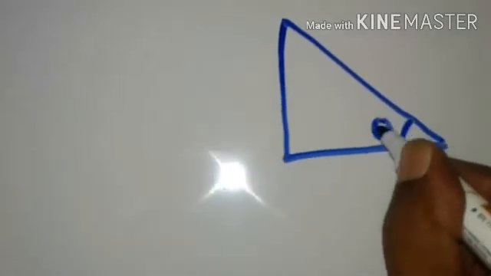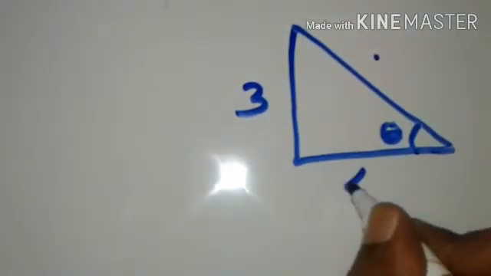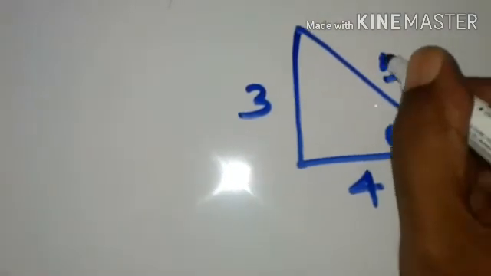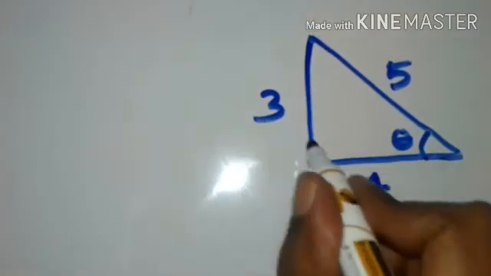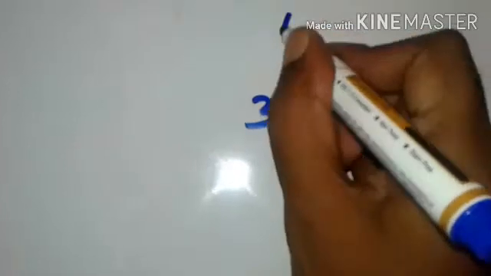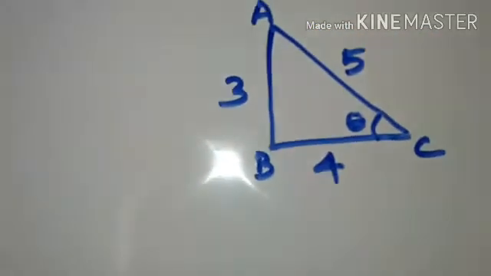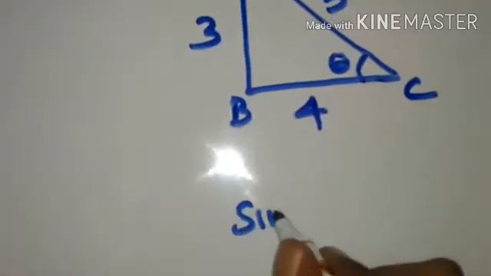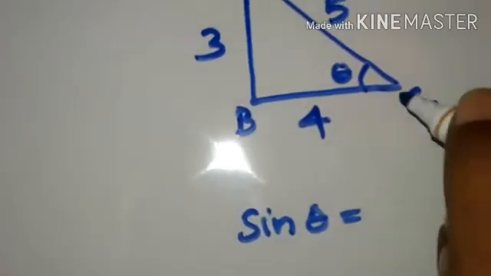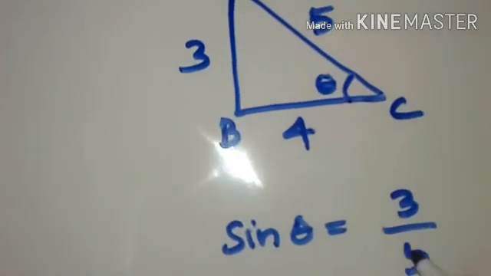This is theta. Think that this is a Pythagorean triplet, 3 centimeter, this is 4 centimeter, and this is 5 centimeter. You know that 3 square is 9, 4 square is 16, so 5 square is 25. So this is right angle triangle ABC and a Pythagorean triplet. So according to our definition, what is sine theta? Opposite side by hypotenuse, correct? So it is 3 by 5.